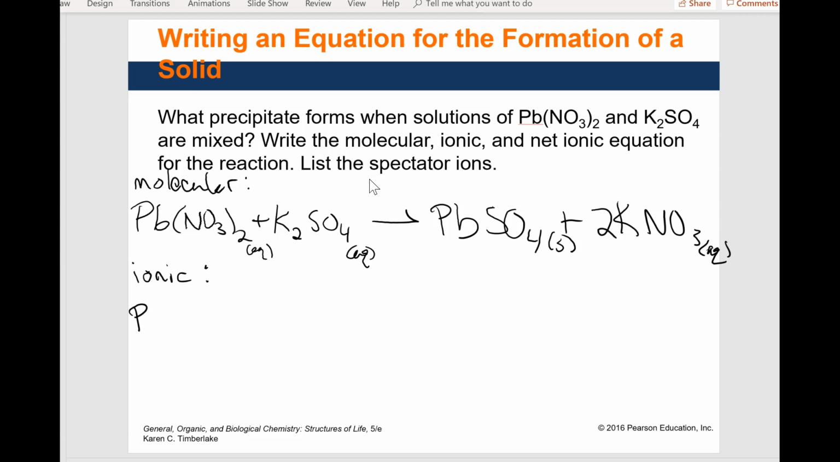we get a lead ion with a 2+ charge. That is aqueous. We get the nitrate ion, which has a -1 charge and is aqueous. But we don't get just one of those when it breaks apart, we get 2. And we would say that by having a 2 here. Okay.